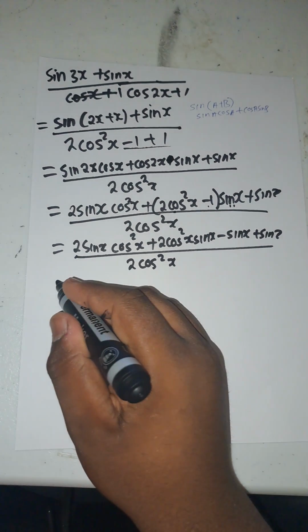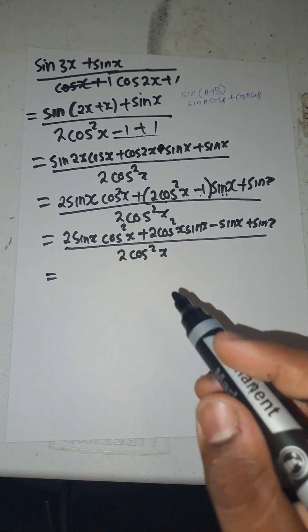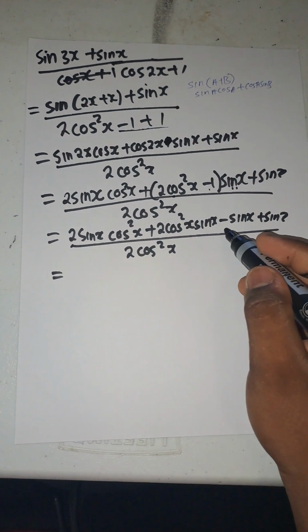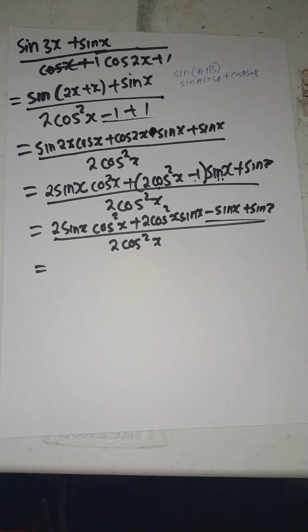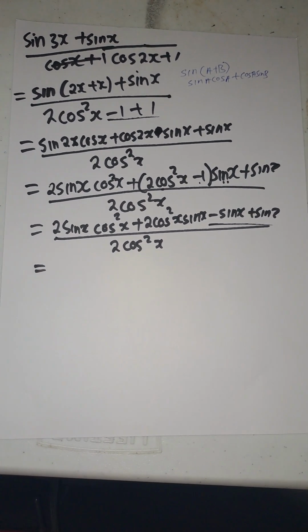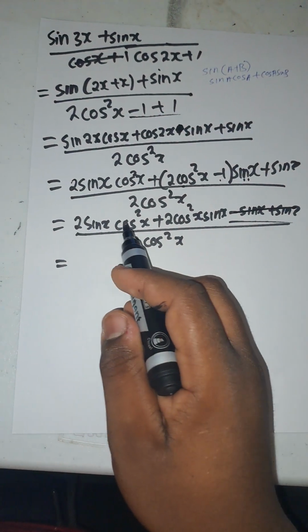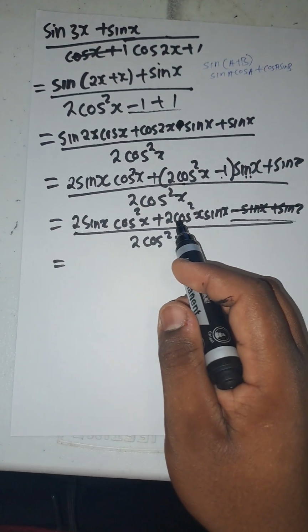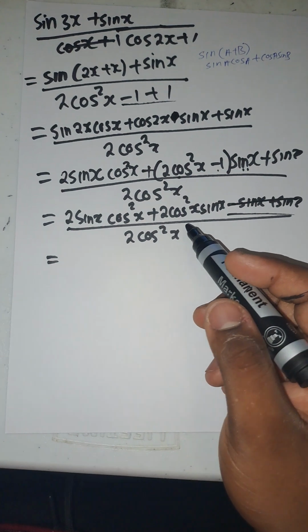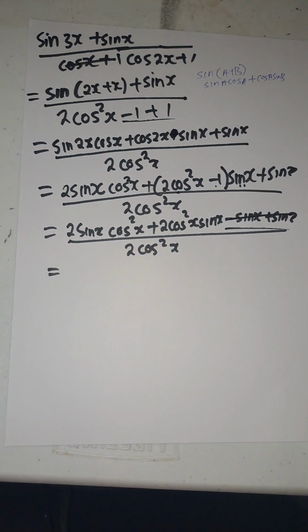Can you see it? Now let's go again. Now we are going to check something. Negative sine x plus sine x is already out. Okay, and now we are going to be left with 2 sine x cos squared x plus 2 cos squared x. These are 2 separate things. Can you see it there?